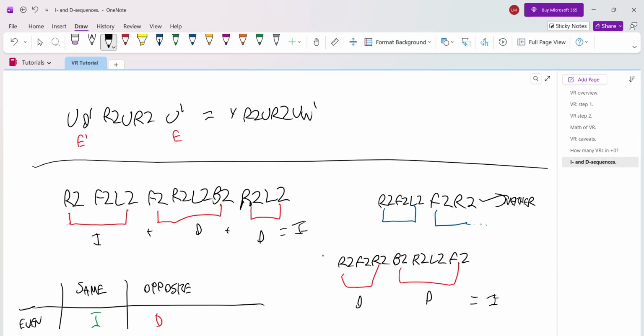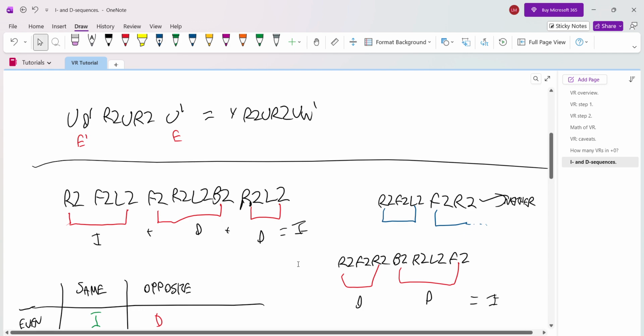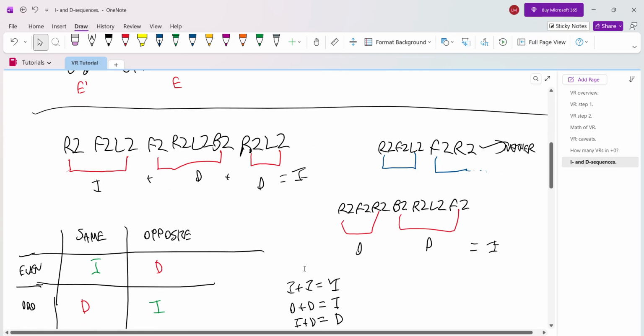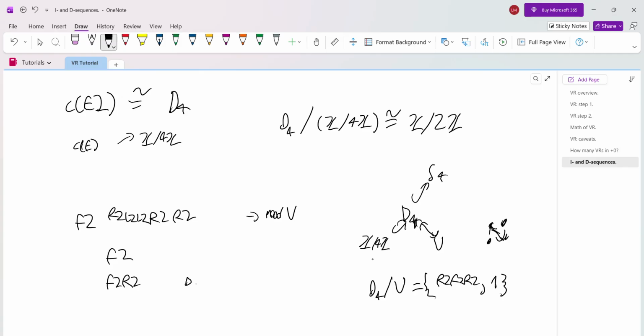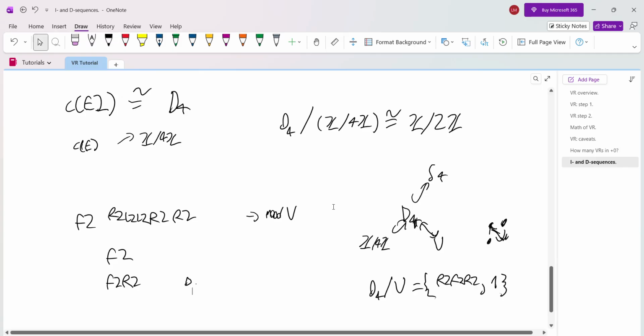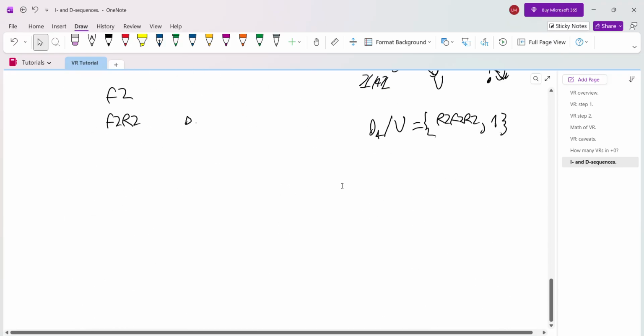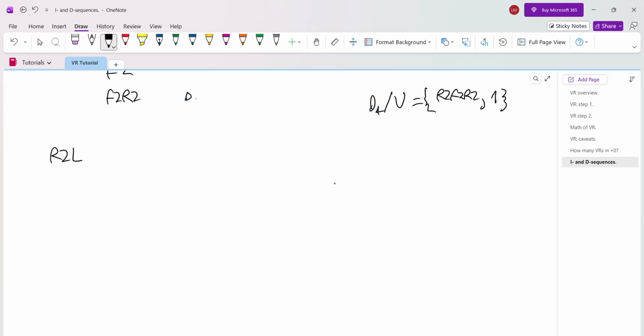I think it's pretty obvious at this point that this procedure does actually break up any sequence into I, D sequence, and some procedural part, I guess. So the only thing that's left for us to prove is this rule here. And we don't really want to use this mod V anymore. What we can do is use the fact that R2L2 is a D sequence, and that R2F2R2 is a D sequence. I know I wrote them differently.